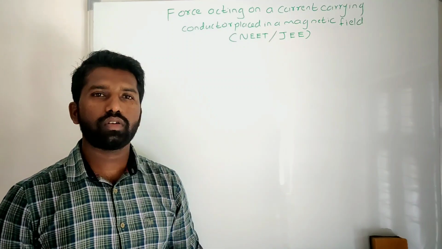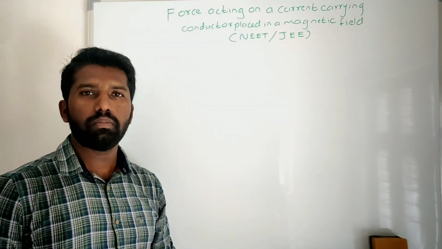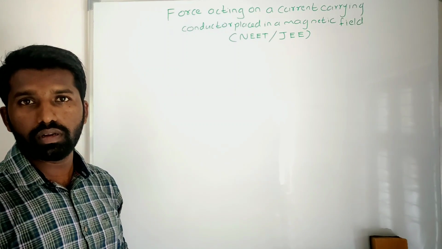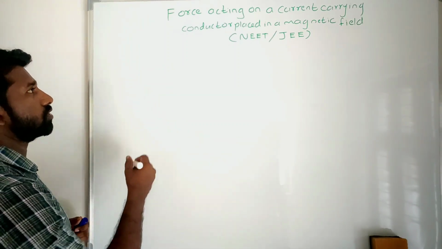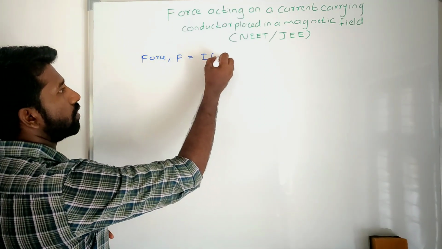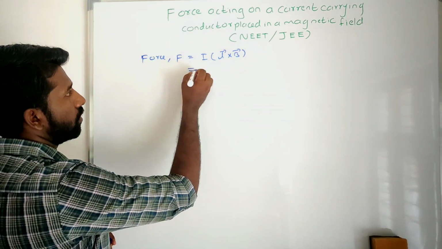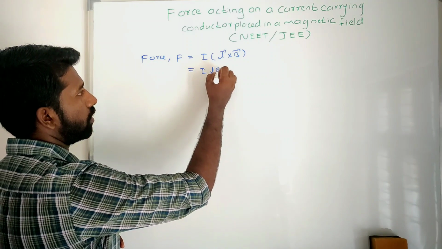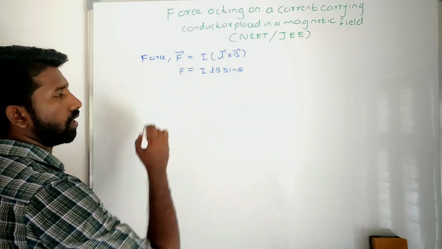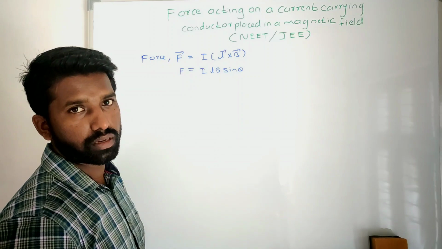Okay, first we will do a quick review about force acting on a current carrying conductor placed in a magnetic field. If a current carrying conductor is placed in a magnetic field, it will experience a force. That force is equal to I into L cross B. Otherwise, we can write ILB sin theta. This is the force. Clear? What is I? I is the current, L is the length, B is the magnetic field.